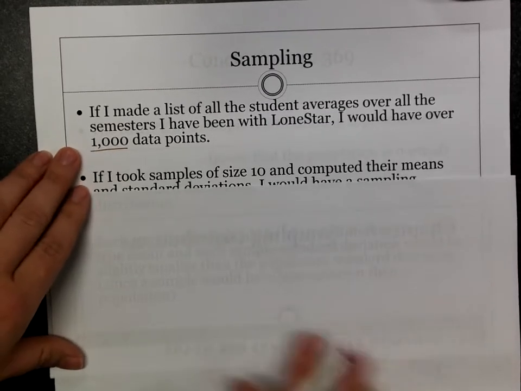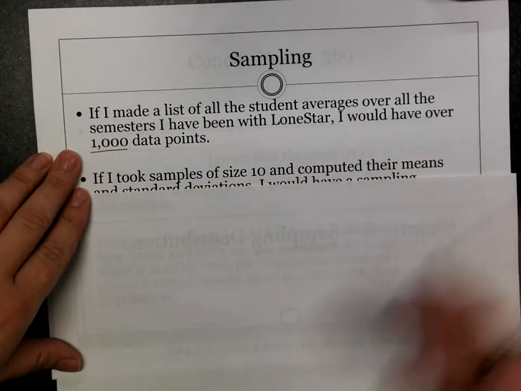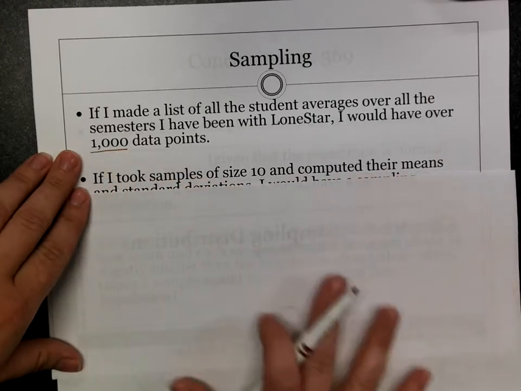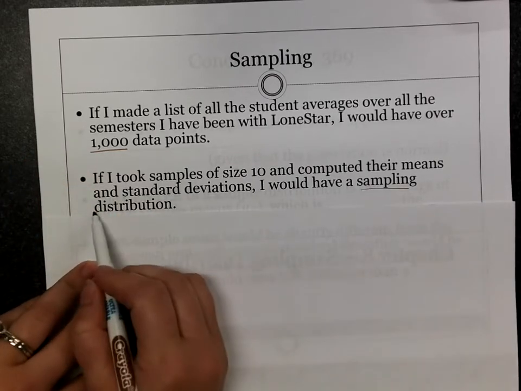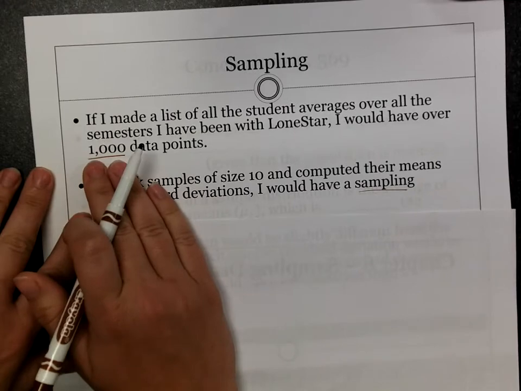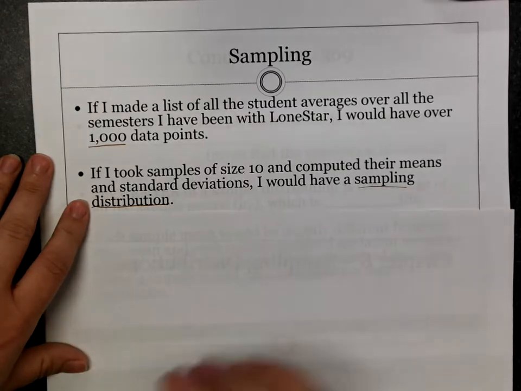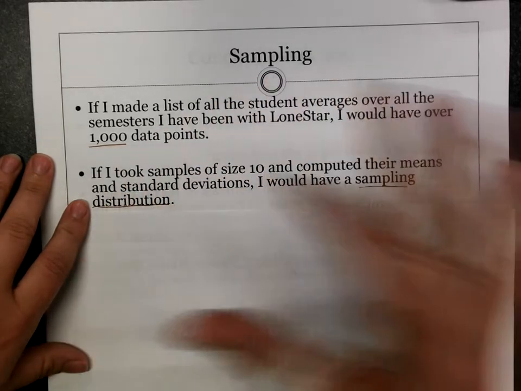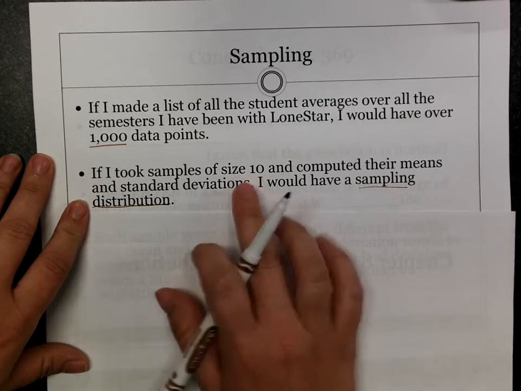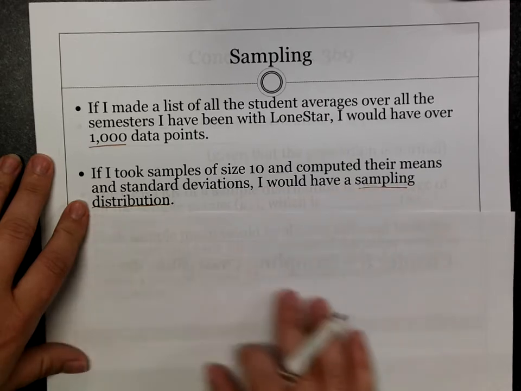What I can do then is take samples of a chosen size, let's say size 10, from my population and compute their means and standard deviations. This creates what's called a sampling distribution. So instead of having the entire population, I have a bunch of samples of size 10. I take 10 student averages, that's a group. I take 10 more, that's the second sample. I take 10 more, there's another sample, 10 more, and I can repeat this process over and over again and have a whole lot of samples of size 10 with a whole lot of averages and a whole lot of standard deviations for these samples. And I create what's called a sampling distribution.